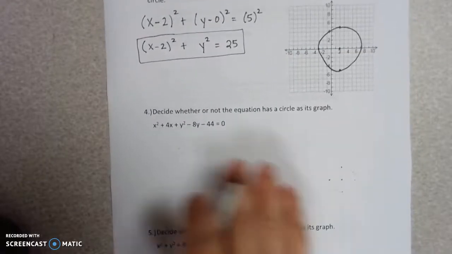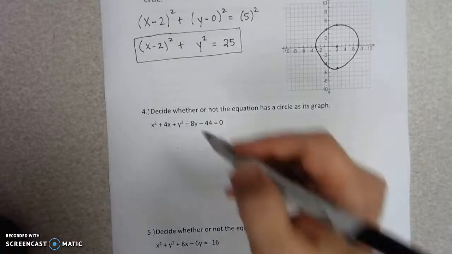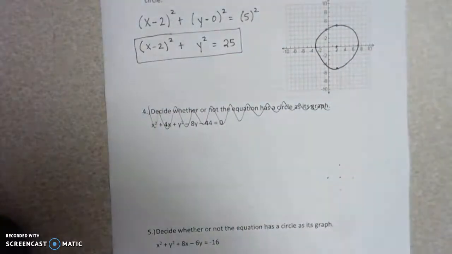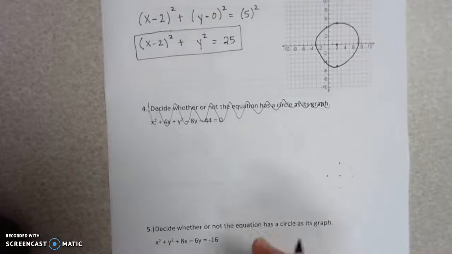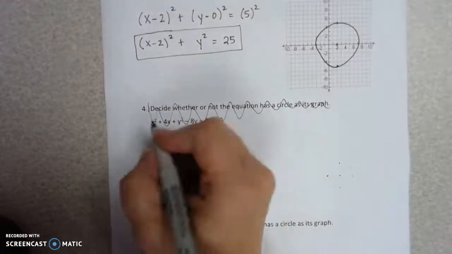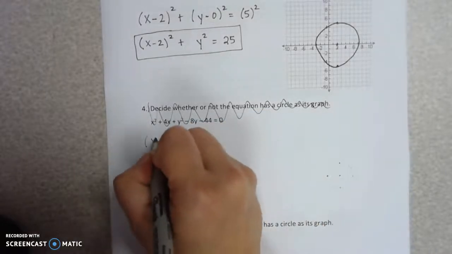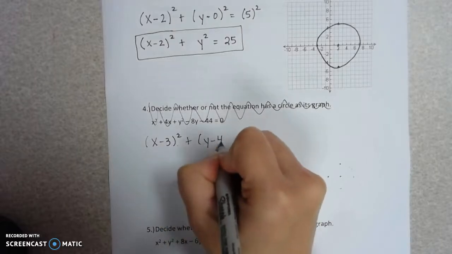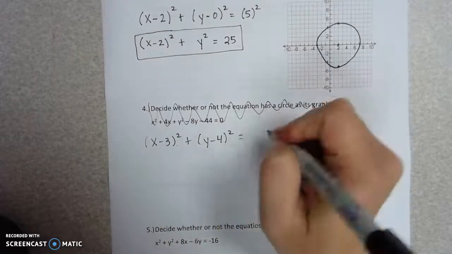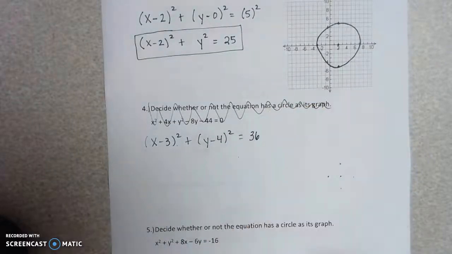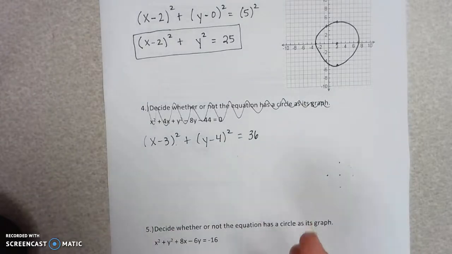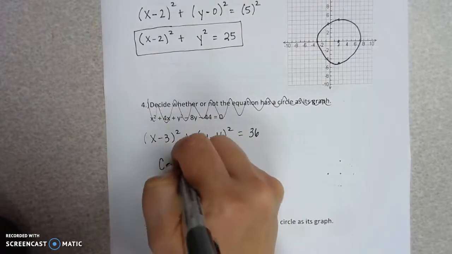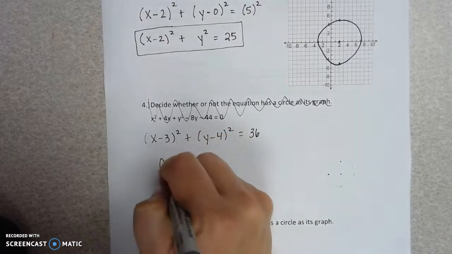So we're not going to worry about number 4 and 5, so you can take those off, but I do want to show you how to pull information from an equation. So let's say we have an equation that looks like x minus 3 squared plus y minus 4 squared equals 36. If I gave you this equation, could you tell me the center and the radius?